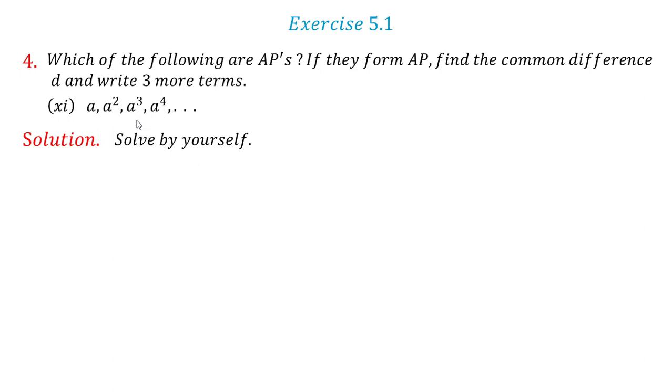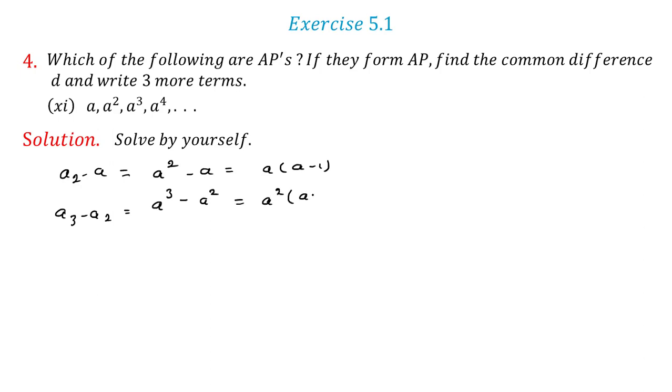Okay, let us try this. I think this is an AP. Okay, you have a2 minus a1. Here if we check, a2 minus a is a square minus a. So if I take a common, it is a minus 1. Then a3 minus a2 if we do, it is a cube minus a square. So now here you have to take a square common and it is a minus 1.